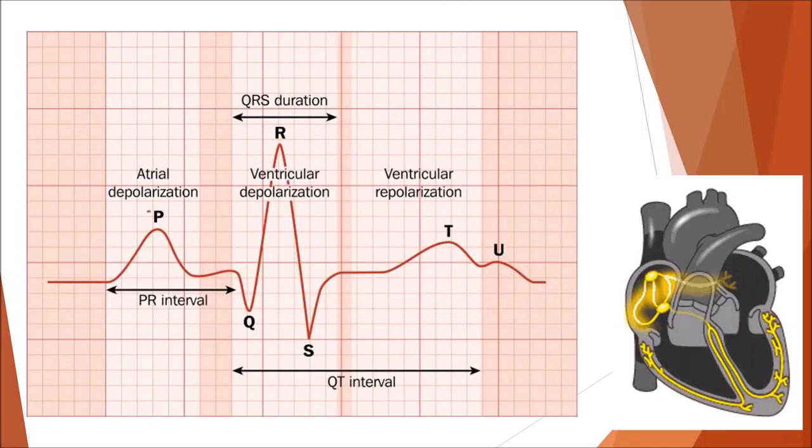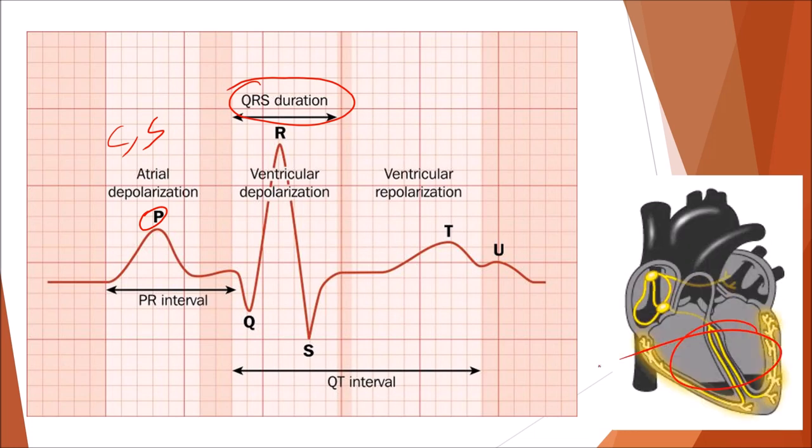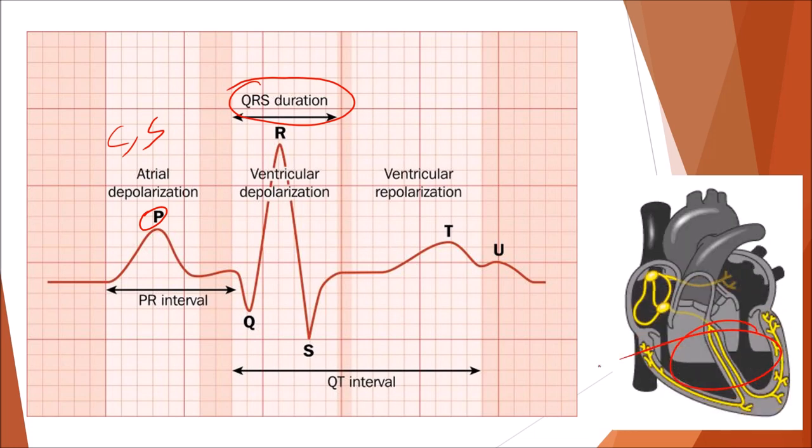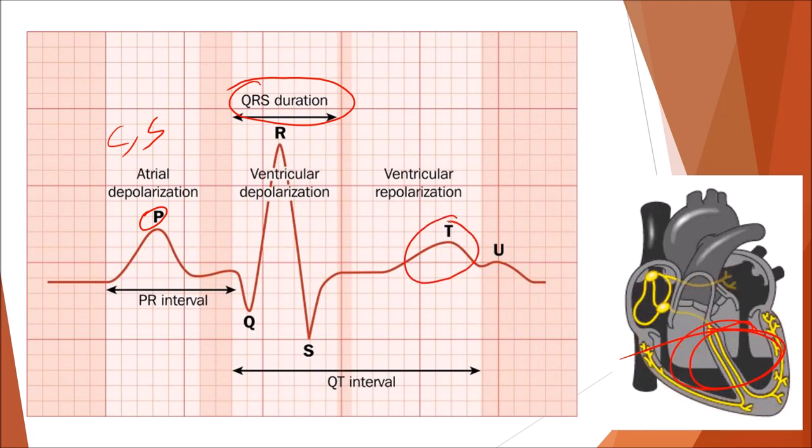Remember, P wave, right? Atrial depolarization. What does depolarization mean? It is the same as contraction or systole, right? Again, if we really want to get technical, that's not 100% true, but for testing purposes, we're going to consider it. The next one, QRS complex. This is ventricular depolarization, right? So when those ventricles contract, we see that big QRS complex. When those ventricles relax, we're going to see the T wave, which is ventricular repolarization.